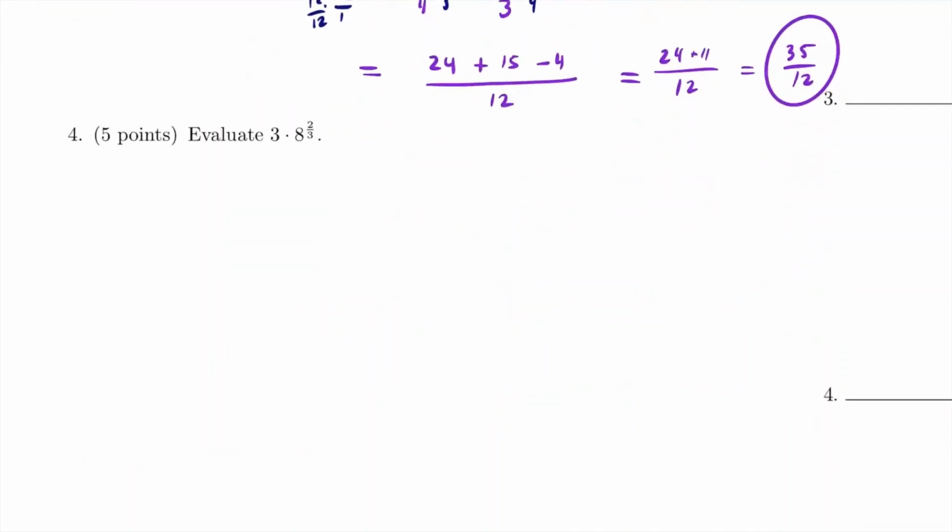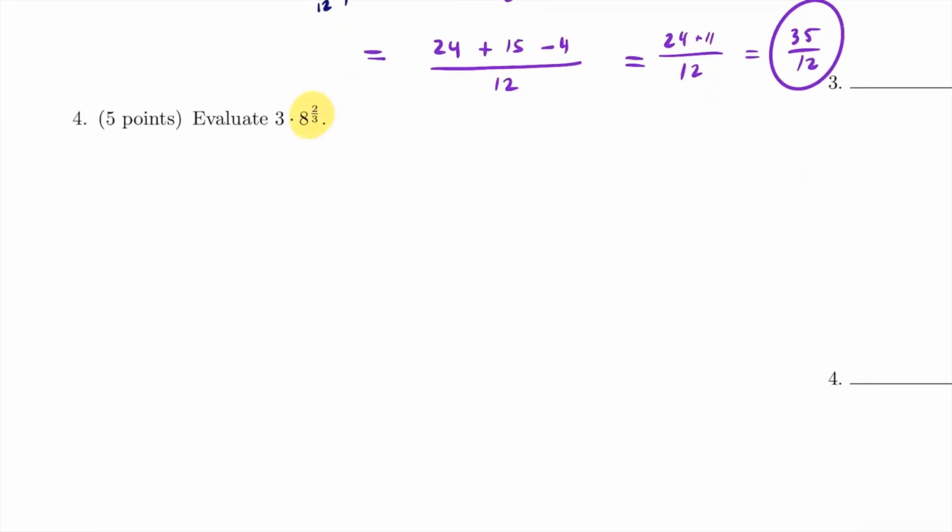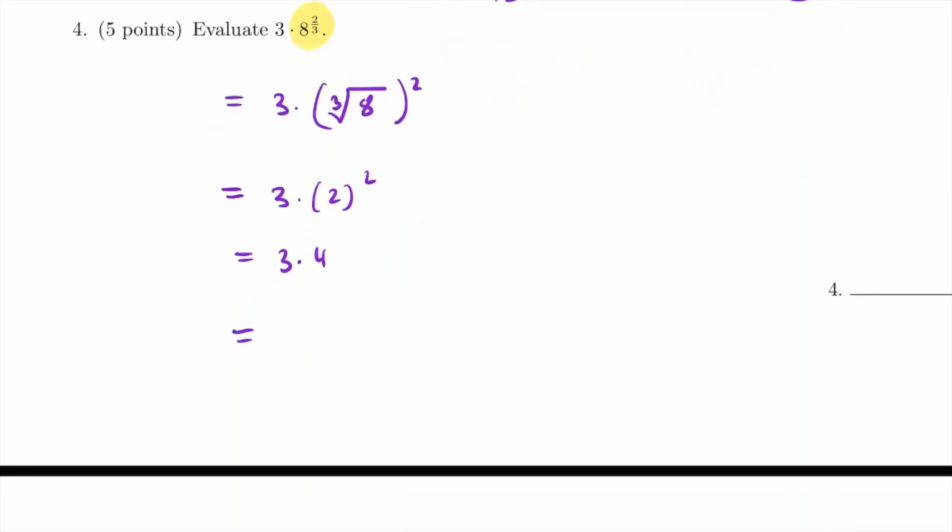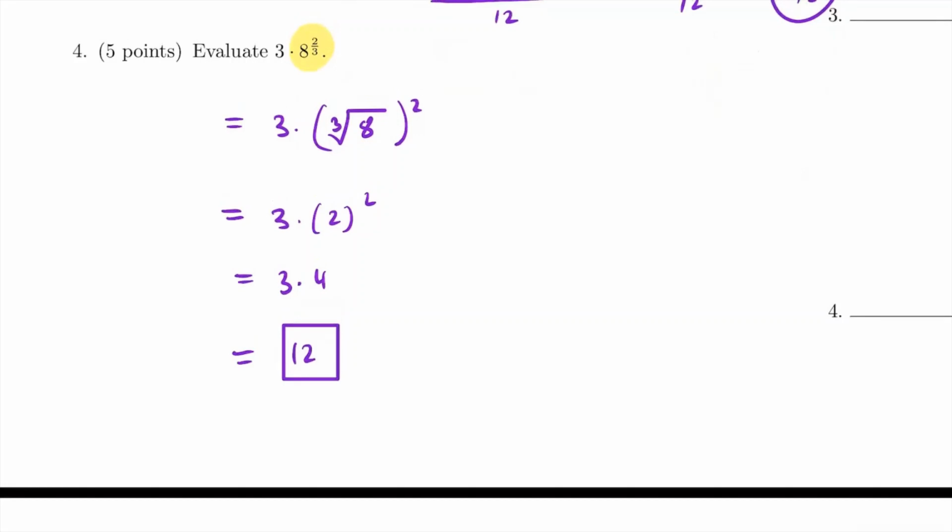Now for number 4, we're going to evaluate this expression. So let's do this first. 8 to the power 2/3, you can write that as the cube root of 8 and then square that. And the cube root of 8, that's 2, so this is 3 times 2 squared. And 2 squared, that's 4, so this is 3 times 4, which would leave us with 12. So this number simplifies to 12.